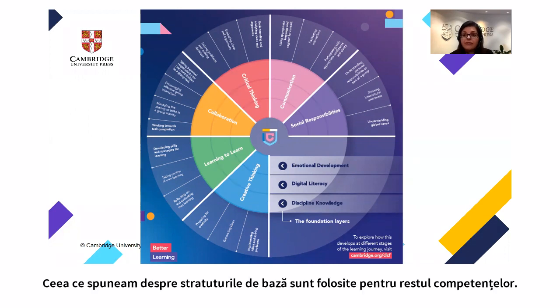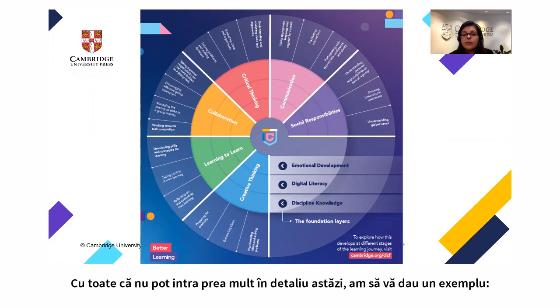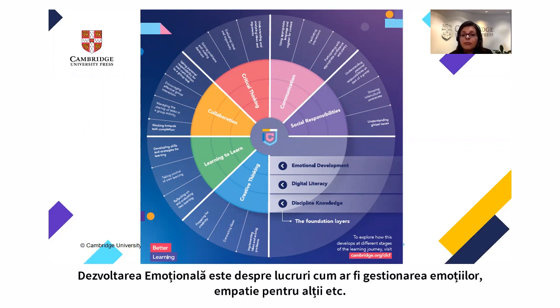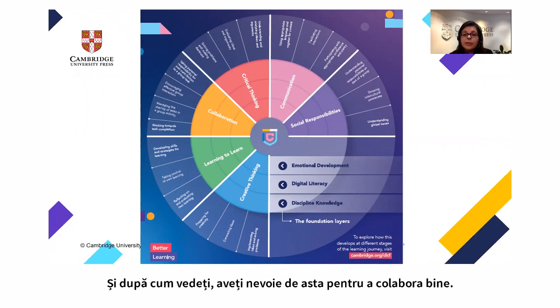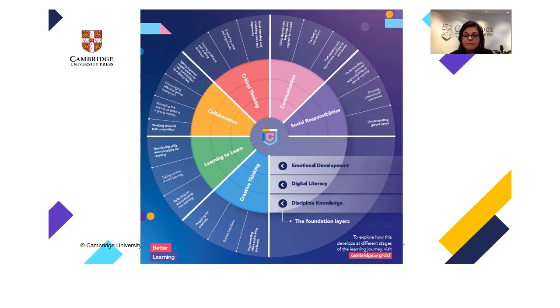And what we are saying with the foundation layers is that these foundation layers are woven through the rest of the competencies. So although I can't go into it in too much detail today, I'll just give you an example. So emotional development is about things like managing your emotions, having empathy for others, and so on. And you can see that you need that to be able to collaborate well. You need that to be able to learn well. You need it to be able to be creative. So these are kind of foundations for the other competencies.